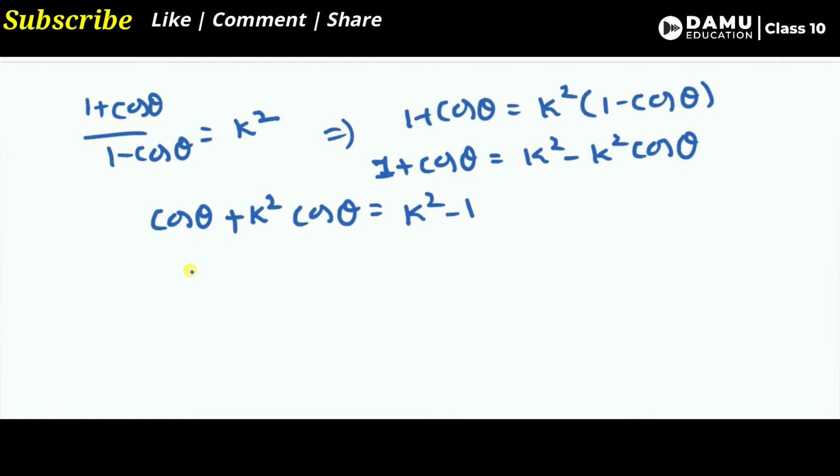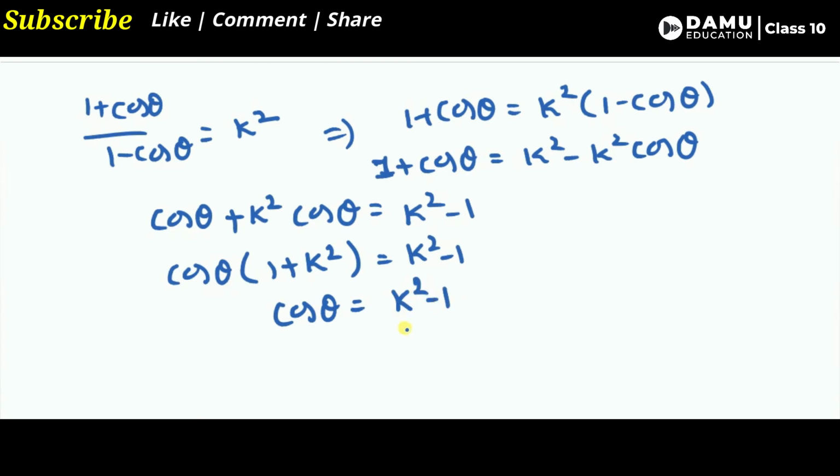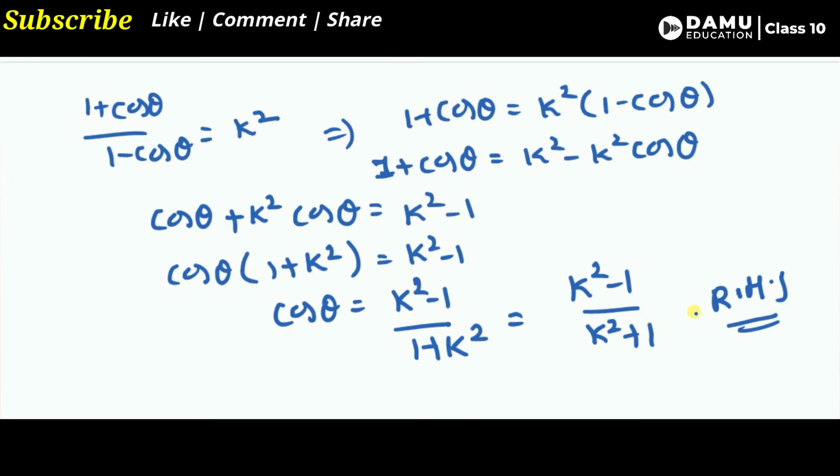Then let's take cos theta common here. Then 1 plus k square, that will be equal to k square minus 1. So cos theta will be equal to k square minus 1 by 1 plus k square. You can write it like this also: k square minus 1 by k square plus 1. So this is the RHS. Hence we have proved it. Next we will see the next method.